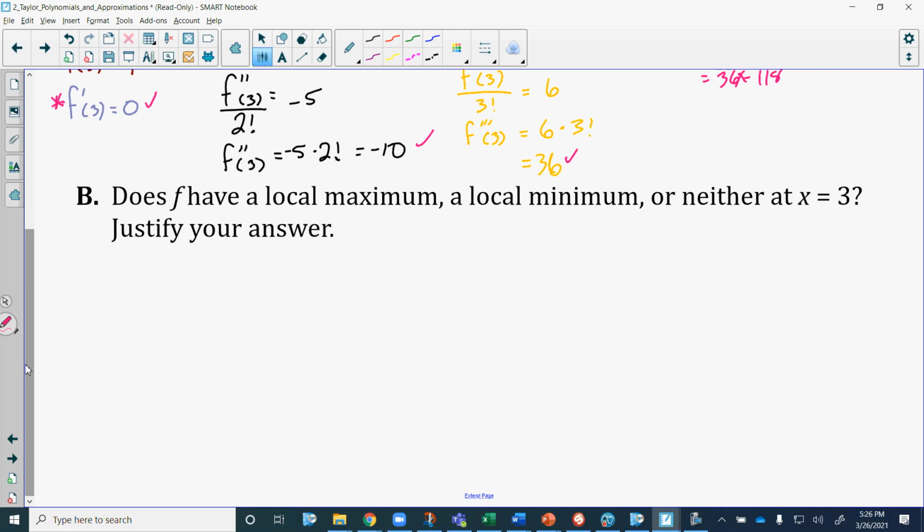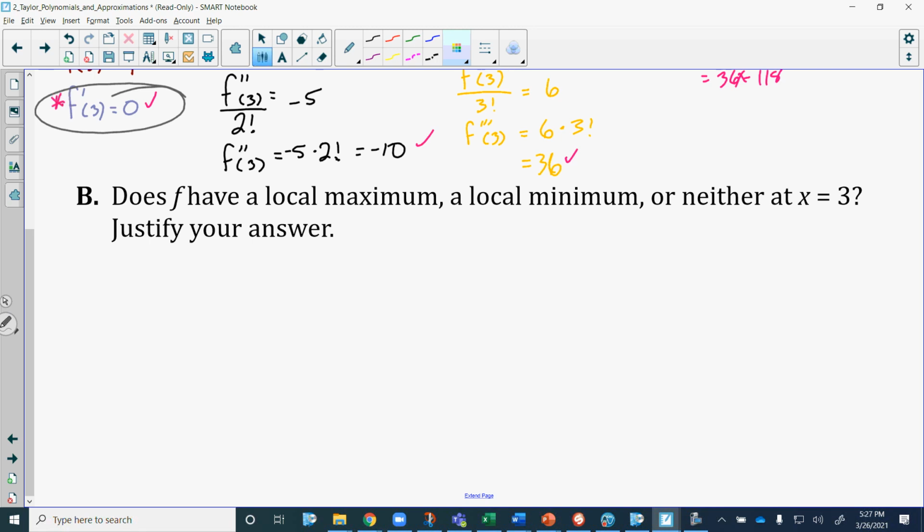Okay? So the last bit here: does f have a local maximum, a local minimum, or neither at x equals 3? So again, thinking back, I know it's been a long time since you've had to think about local maxes and mins, but a local extremum occurs where the first derivative is equal to 0. And in this instance, I do have a first derivative equaling 0. So there is a possibility that I have a local min or max there. Now, of course, it could just be a point of inflection, but let's see what we understand about it.